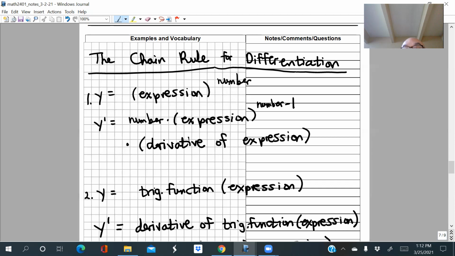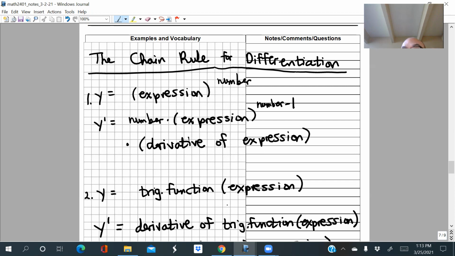You're going to bring the exponent down, the number down, and subtract one from the number, just like in the power rule. But the thing you have to remember is to multiply in the derivative of the thing inside the parentheses. At the end of applying the power rule, you have to multiply in the derivative of what's inside the parentheses. So it's just the power rule, with this one extra piece thrown in.